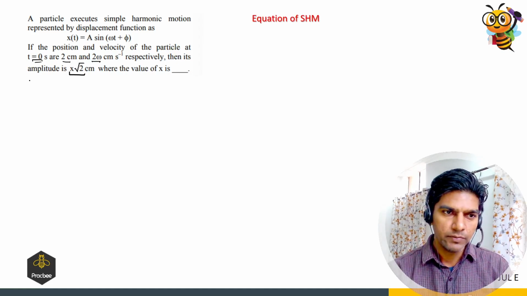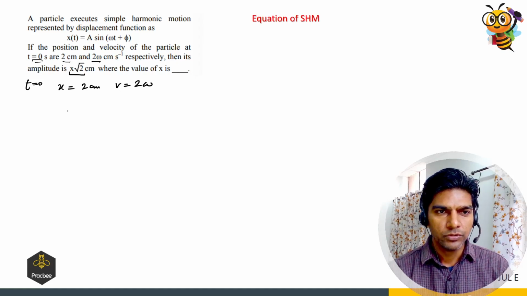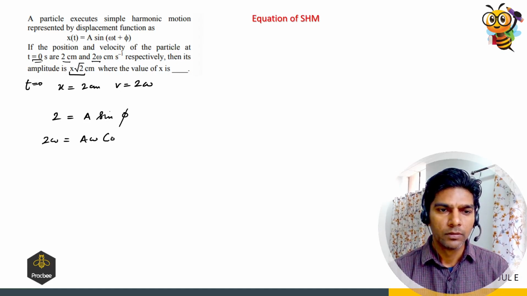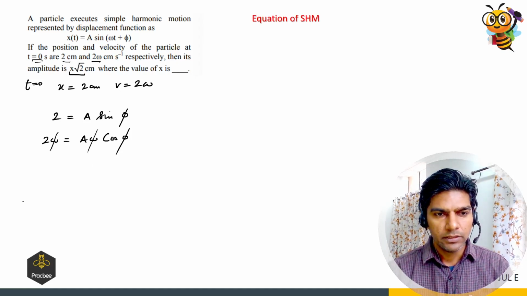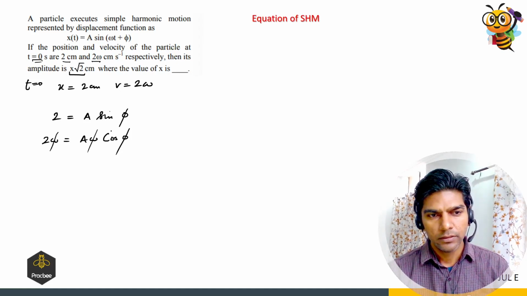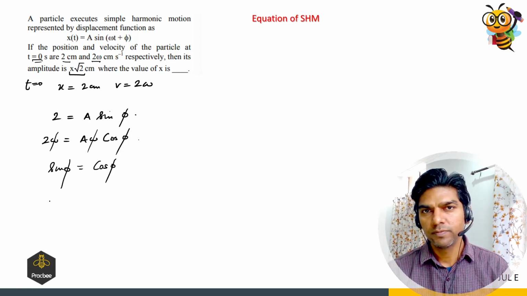So we have given at t equals 0, x is 2 centimeters and v is 2 omega, right? So let me just substitute the values. So 2 is equal to a sine phi, and we can say 2 omega is equal to a omega cos phi, right? Now this omega will get cancelled out, and if you look at these two equations, we can say sine phi is equal to cos phi. And when do we have sine phi equals cos phi?